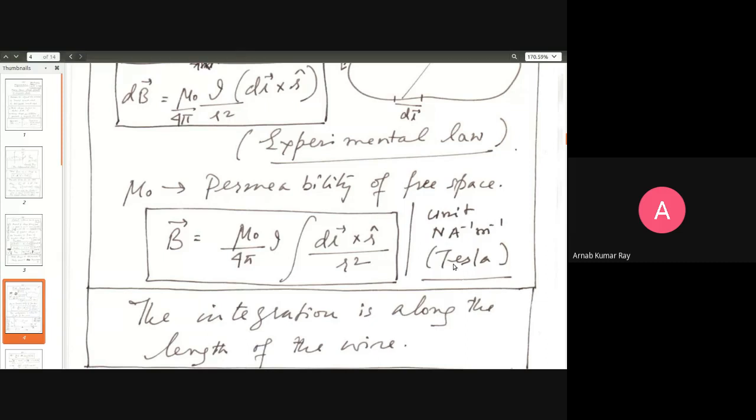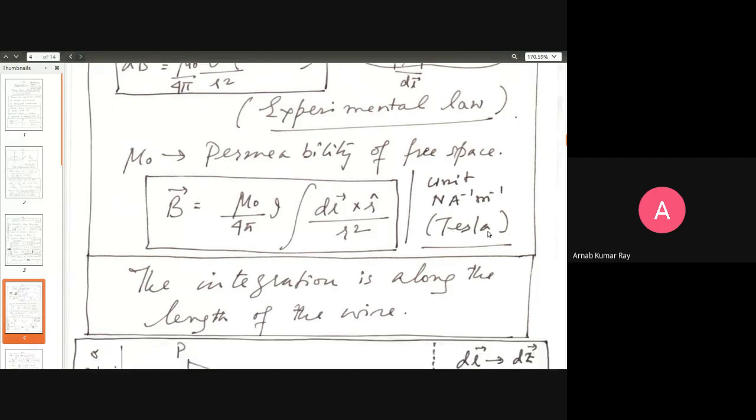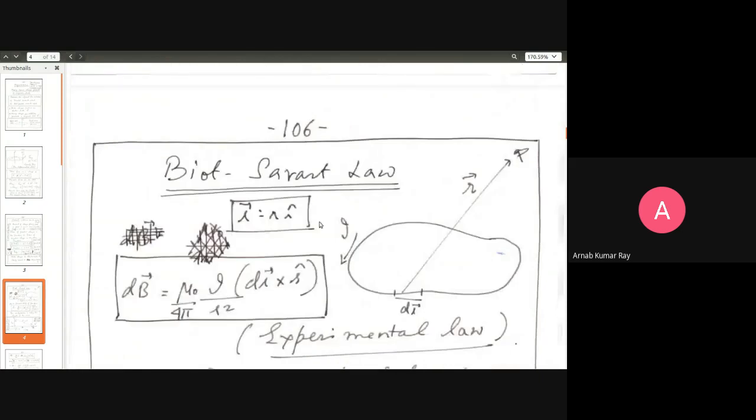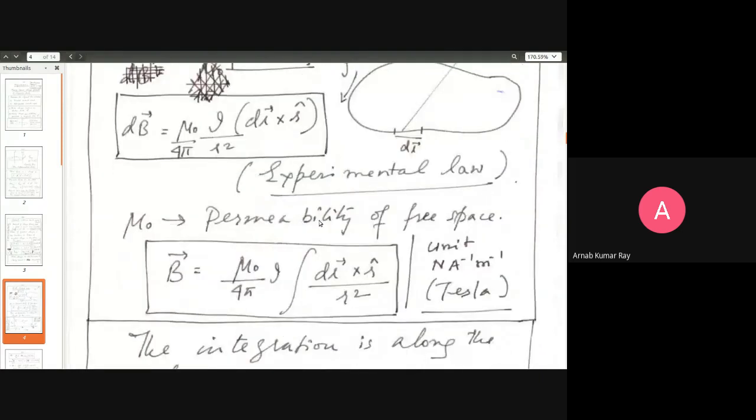So the unit of the electric field is volt per meter. And the unit of the magnetic field is Tesla. Okay. Now we shall apply the Biot-Savart law to an example.